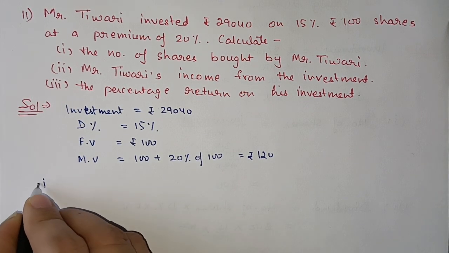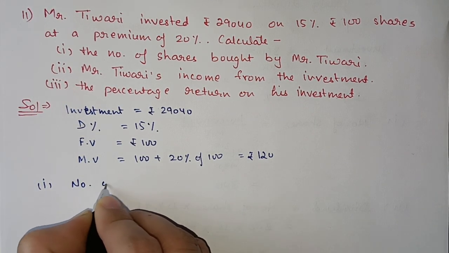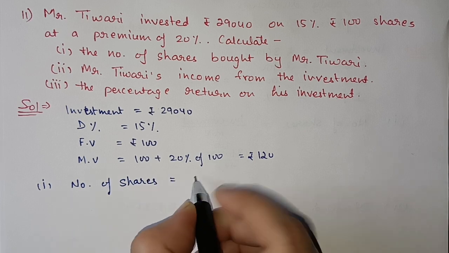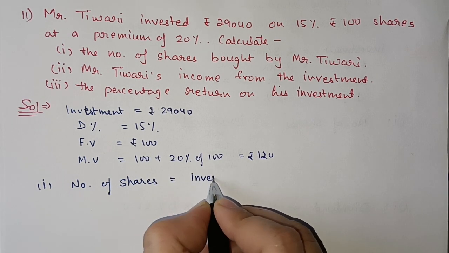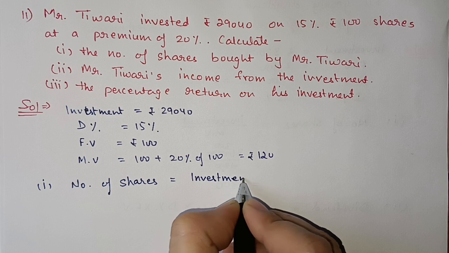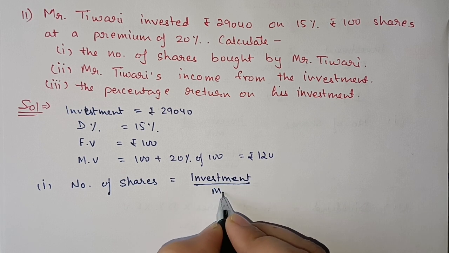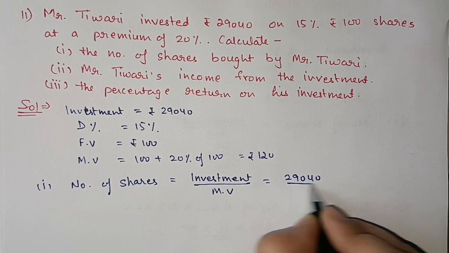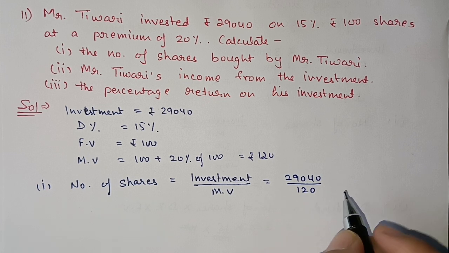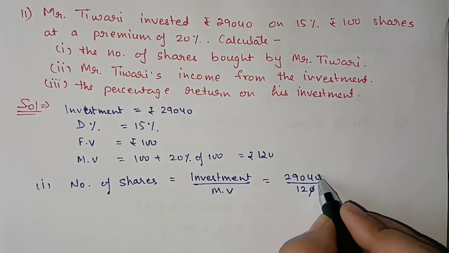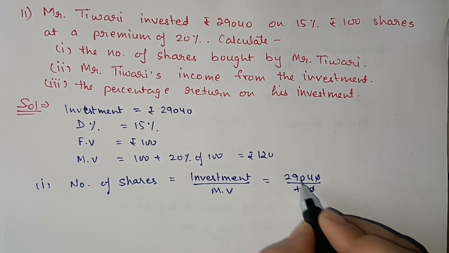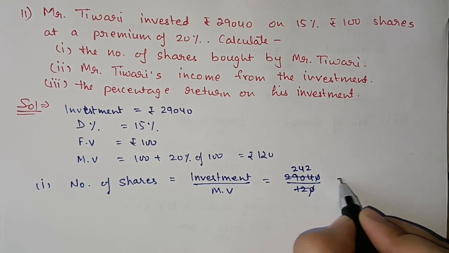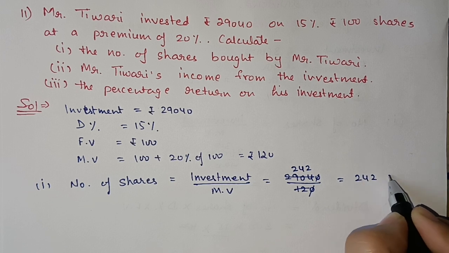So number of shares is equal to investment by market value. So investment is 29,040 rupees and market value is 120 rupees. 0 to 0 you can cancel out, and 12 2s are 24, 12 4s are 48, and again 12 2s are 24. 242 shares.